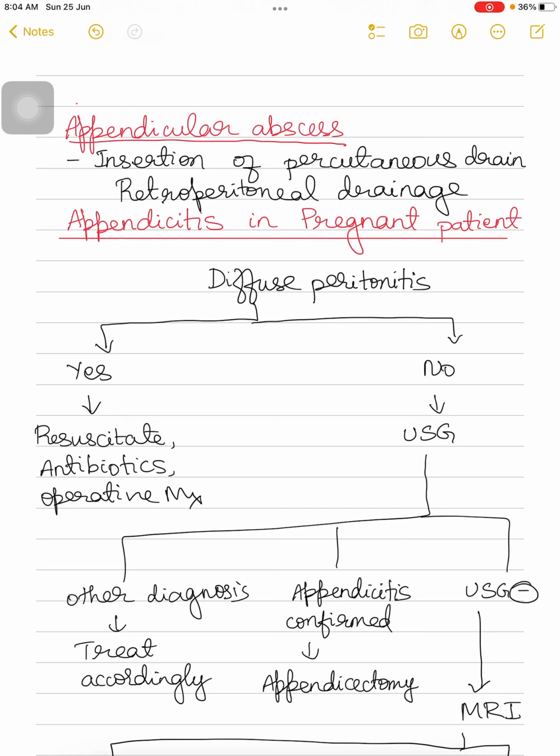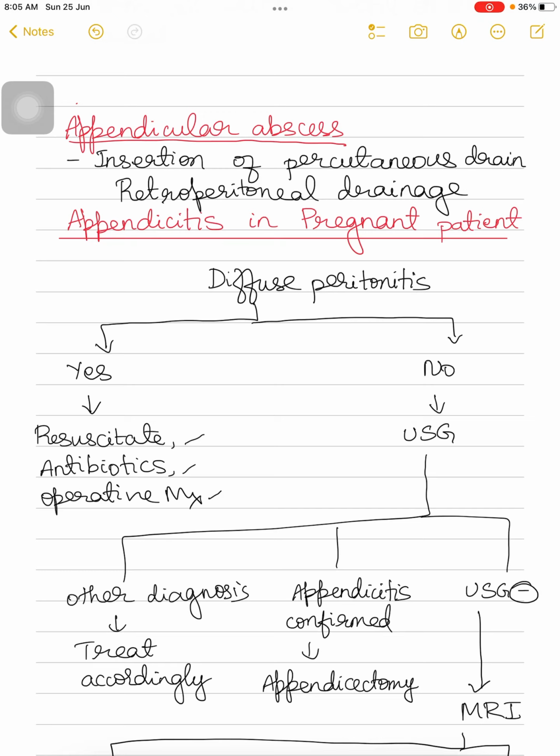Appendicitis in a pregnant patient. This is the most common non-obstetric surgical emergency in pregnant patients. If the patient comes with diffuse peritonitis, then resuscitate the patient, give antibiotics, and go for operative management, mainly laparoscopic appendicectomy.